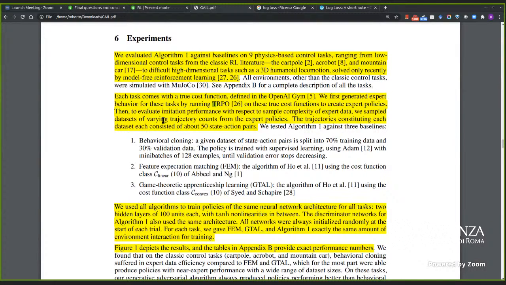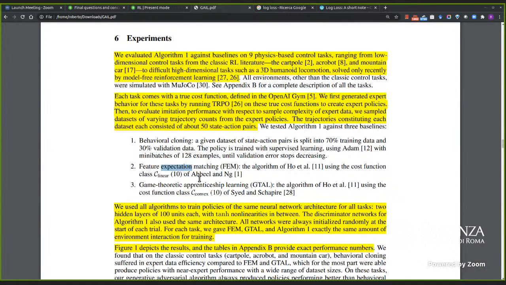To evaluate imitation performance with respect to sample complexity of expert data, we sample datasets of varying trajectory counts from expert policies. The trajectories constituting each dataset each consisted of about 50 state-action pairs, and they compare against behavior cloning, feature expectation matching, and game-theoretic apprenticeship learning, which is another algorithm.